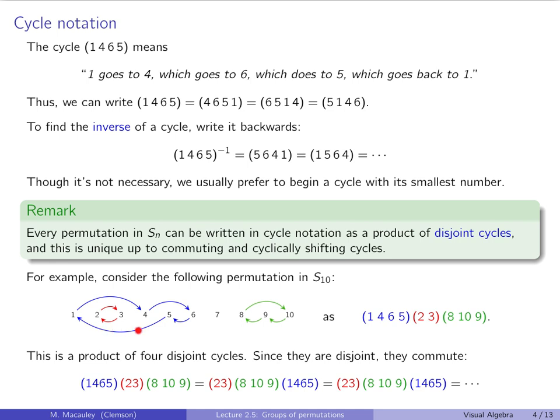So this permutation, which is a product of how many cycles? Be careful. 4 cycles, because 7 is a fixed point. We don't usually write it, but that is still a cycle. But since these are disjoint, they commute. So I can write them in any of these orders that you see here. 1, 4, 6, 5, 2, 3, 8, 10, 9, or 2, 3, 8, 10, 9, 1, 4, 6, 5, and so on.